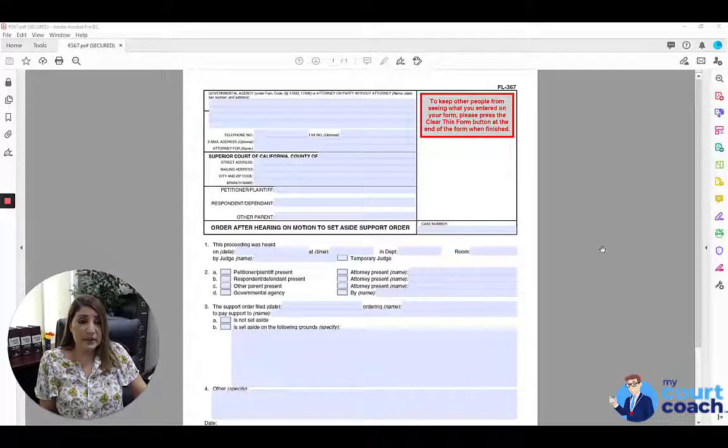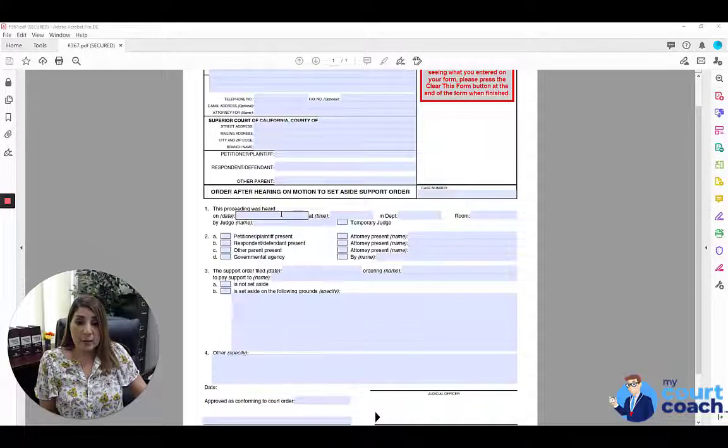In order to fill this form out, per usual, you want to fill in your case caption identifying information at the top. Then in line 1, you want to list the date the hearing took place, the time, and keep in mind when you're listing the time, it's not the time that your hearing was called, it's the time that your hearing was set for. So if your hearing was set for 9 a.m. and you actually did not get called before the judge until 10 a.m., you still put 9 a.m. in this field. You want to list the department, or some courthouses have a room number, and then you want to list the judge's name.